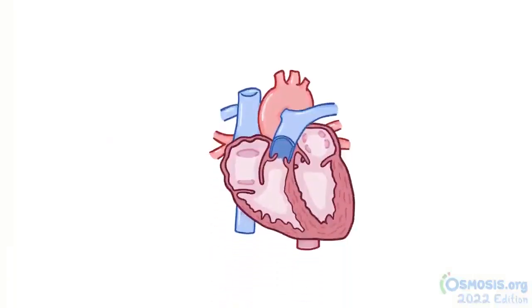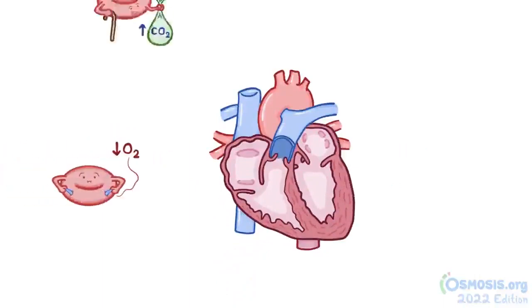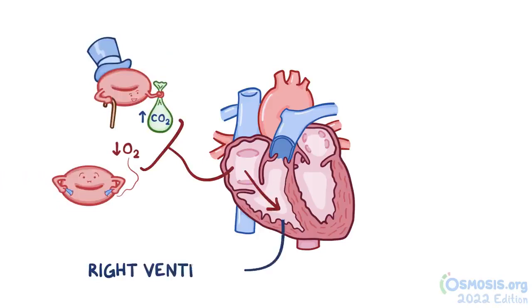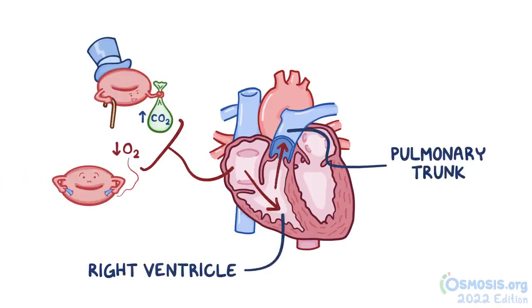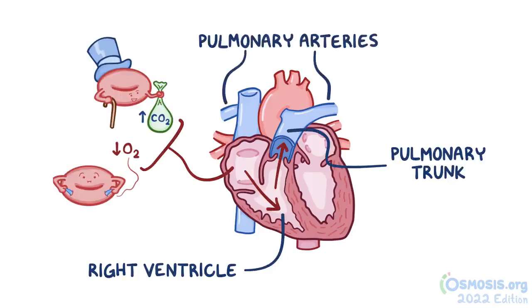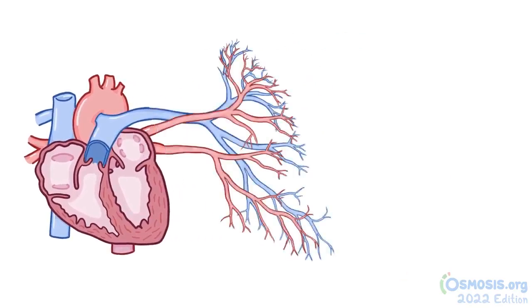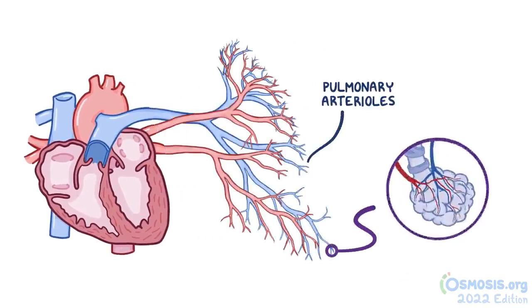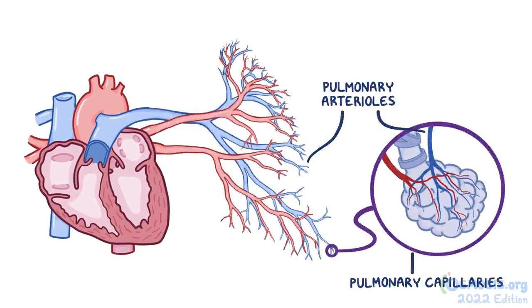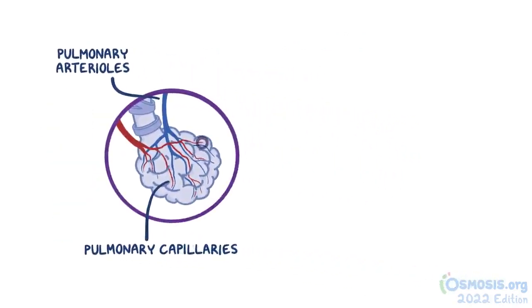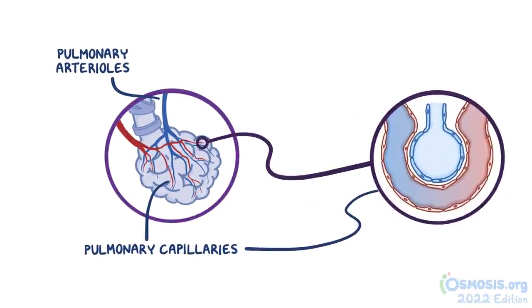Pulmonary circulation starts with oxygen-poor and carbon dioxide-rich blood in the right atrium that flows into the right ventricle. From there, blood is pumped into the large pulmonary trunk, which splits to form the two pulmonary arteries, one for each lung. The pulmonary arteries divide into smaller arteries known as pulmonary arterioles, and then eventually into pulmonary capillaries, which surround the alveoli, which are the millions of tiny air sacs where gas exchange happens.